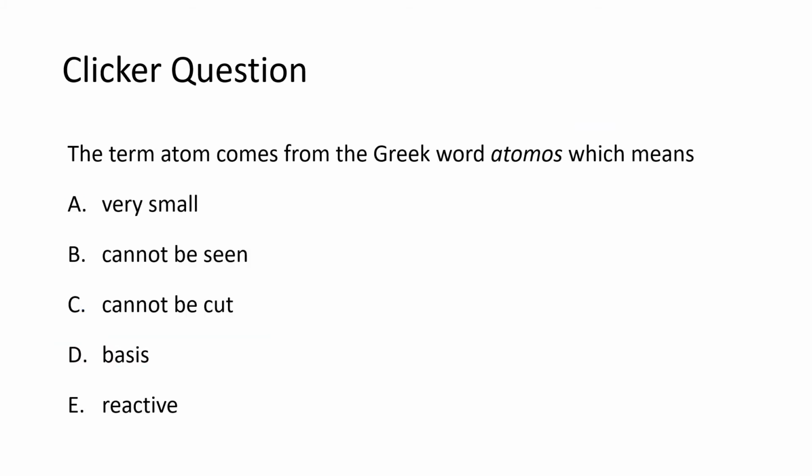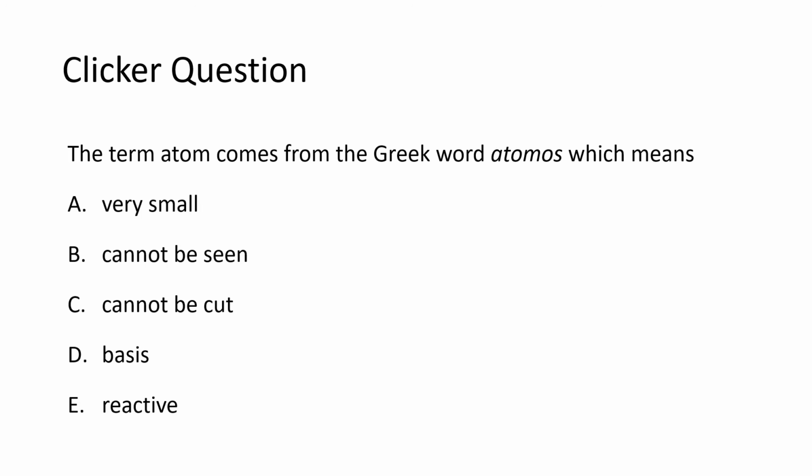Once again, feel free to pause the video. The question says, the term atom comes from the Greek word atomos, which means, well, very often students like to pick answer A, which says that atoms are very small. Well, it is true that atoms are very small, but that's not what atomos meant.